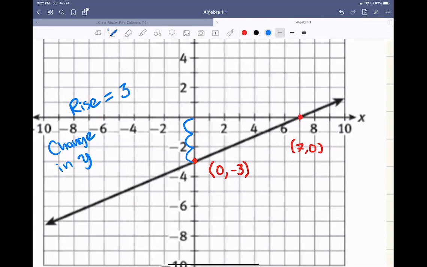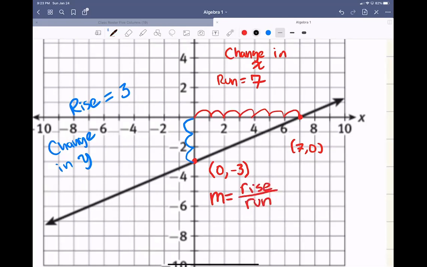Next, we're going to want to find our change in x. That's what we call our run. We want to see how many steps we have to go from this side to get here. So we're going to go 1, 2, 3, 4, 5, 6, 7. So our run is 7. Our change in x is 7, and we usually refer to slope as m. So our m is going to be rise over run.